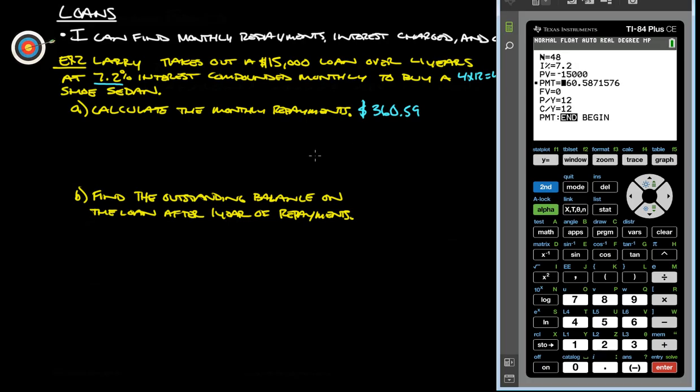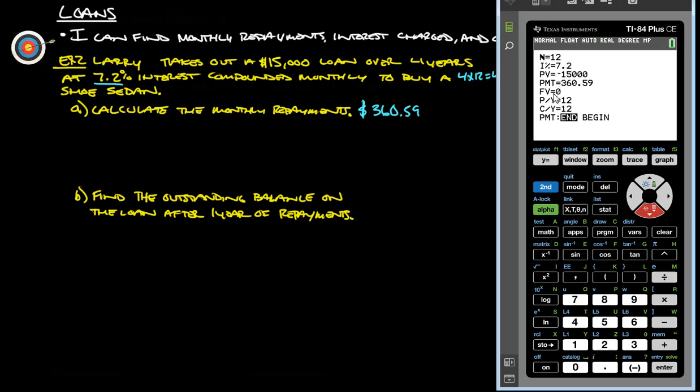So what we want to do is go back up to the top. Number of payments: if we want to find the outstanding balance after 1 year of repayments, we've only made 12 payments, because that's 1 times 12. Interest rate still 7.2. The loan amount was still 15,000. The payment, we are actually going to put in 360.59. It probably won't make a huge difference, but let's just put that in anyway, because we always go up to the next penny. Future value is what we're going to solve for, so we can leave that as 0, and the payments and compound periods are still 12 each.